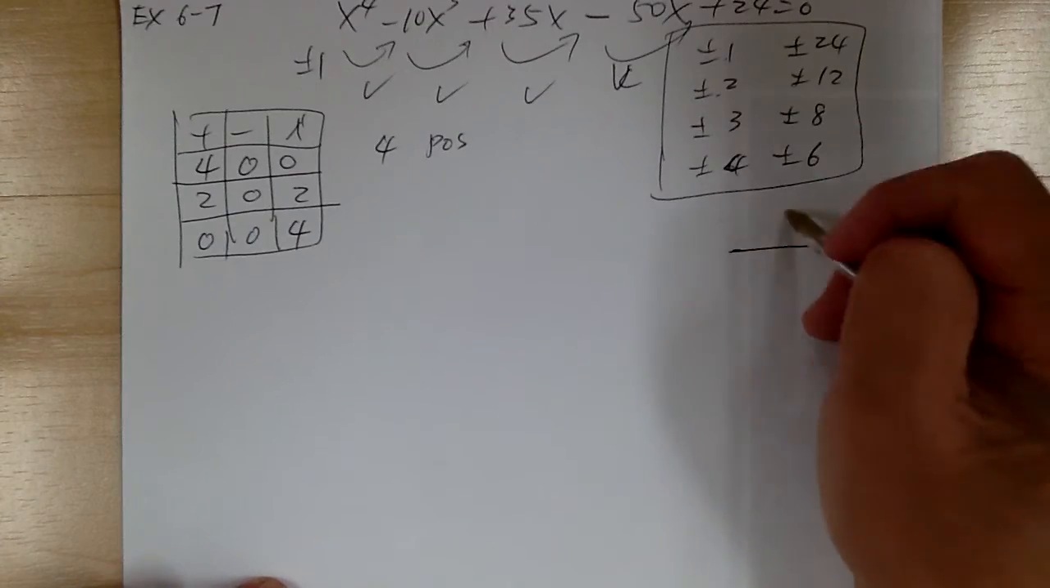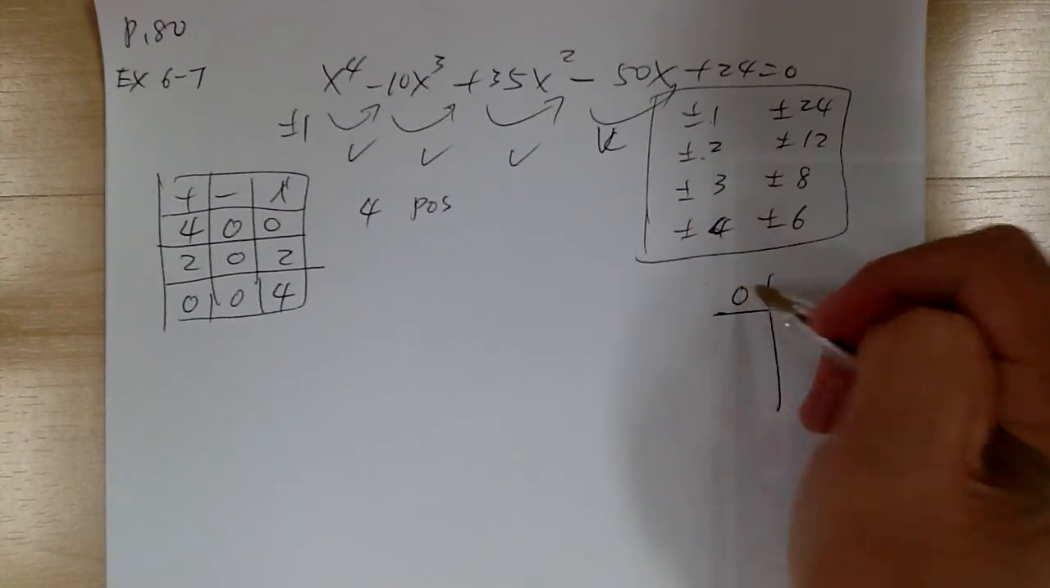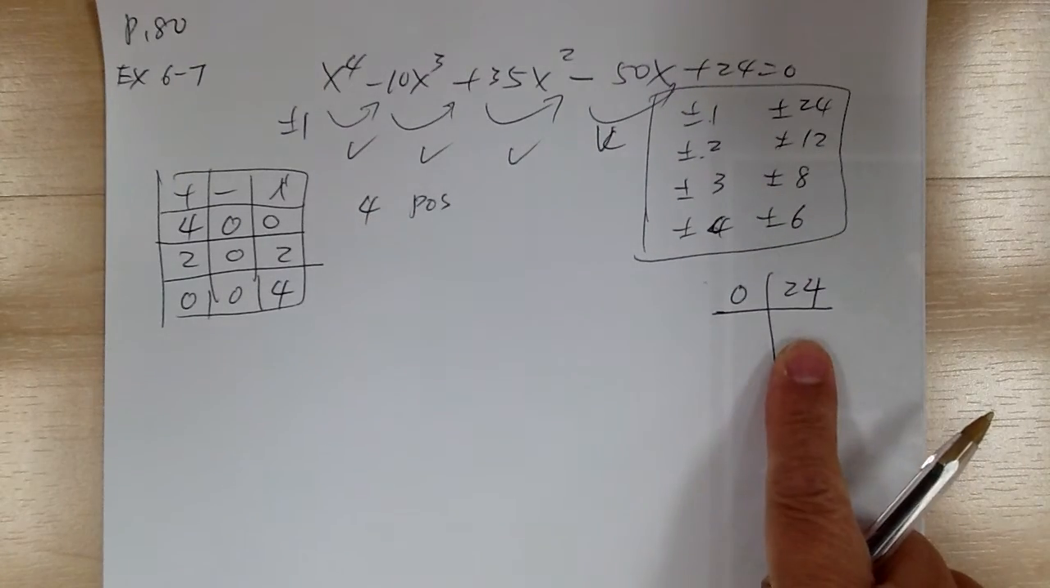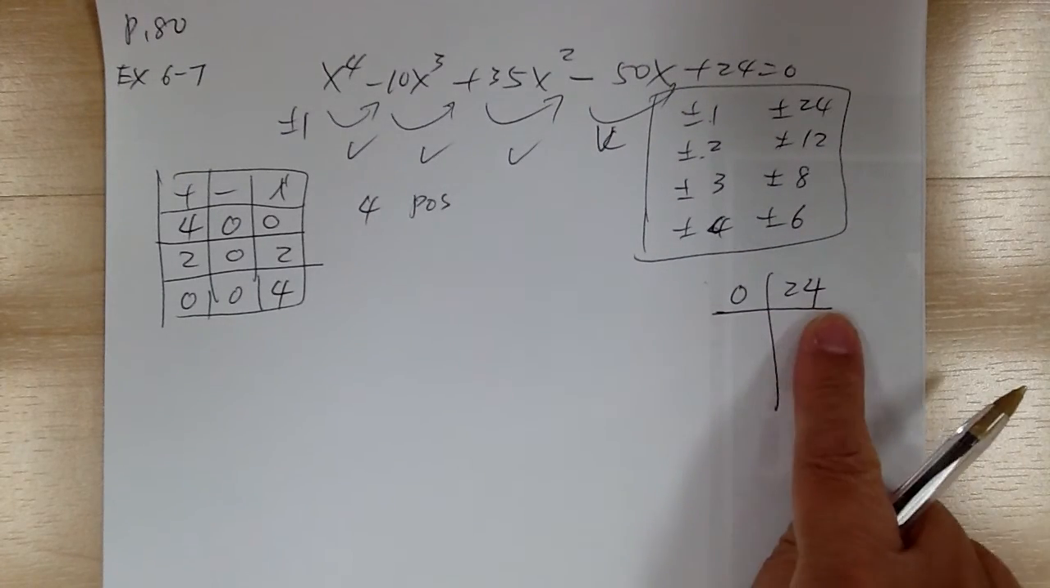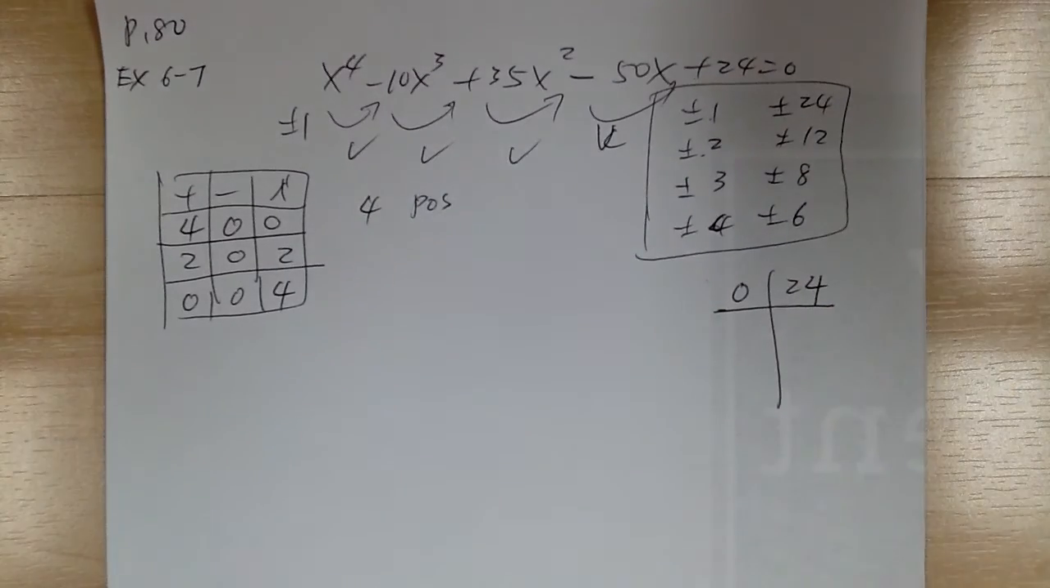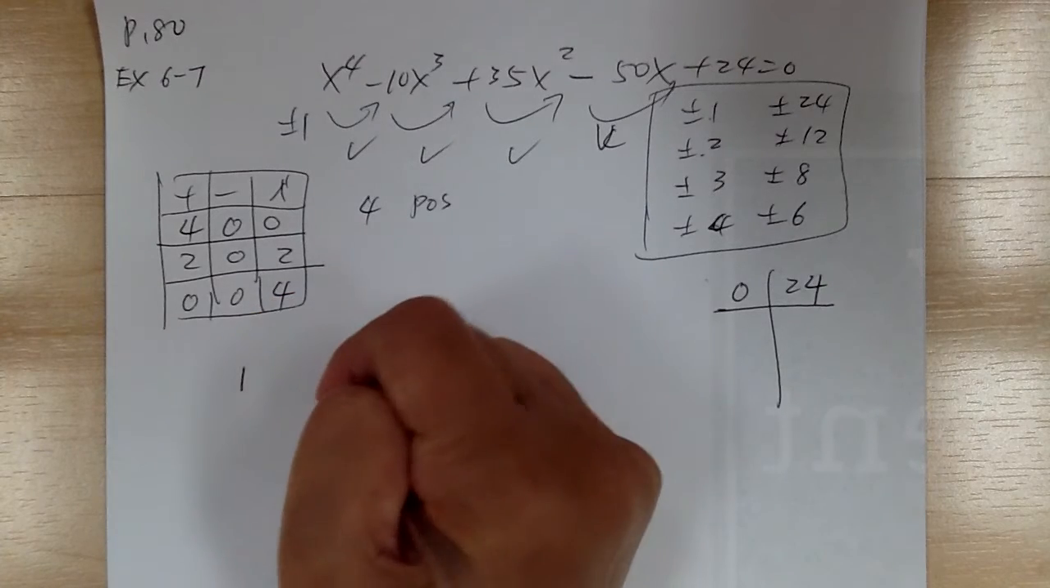Then you also need to keep track. So if you let x equal to 0, you're going to get 24. So you always start with 0. That gives you the starting point, so you can know if you have to go up or down. Okay, so now let's go and do the synthetic division.